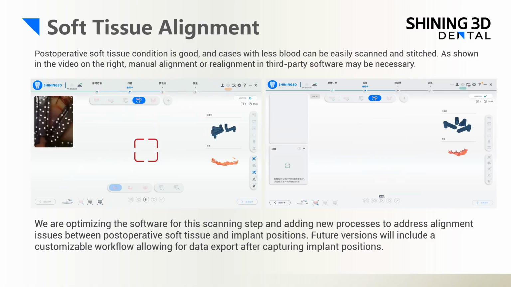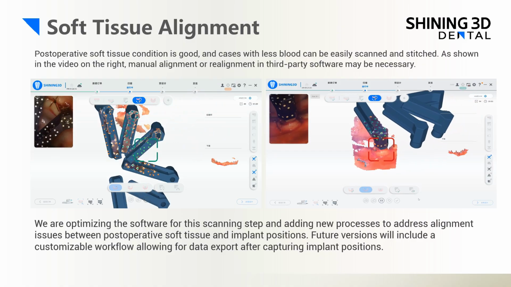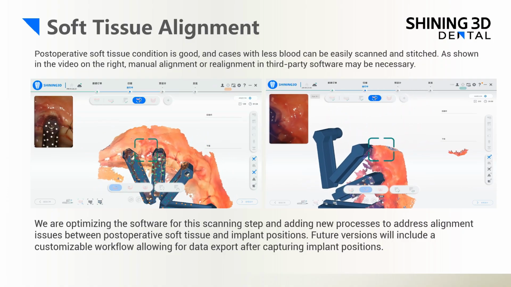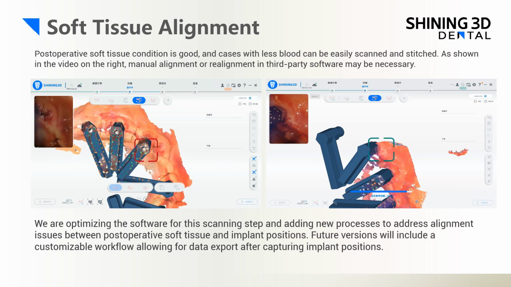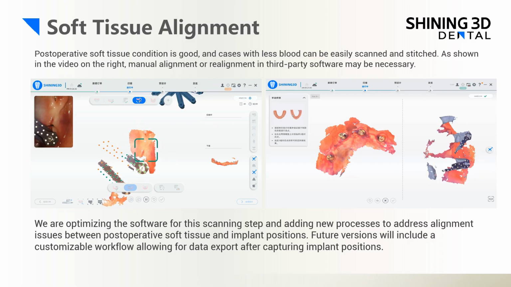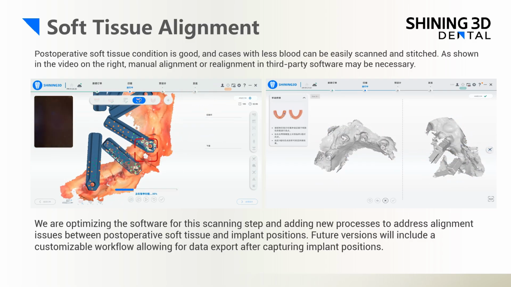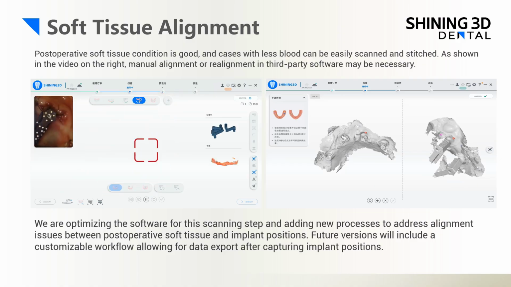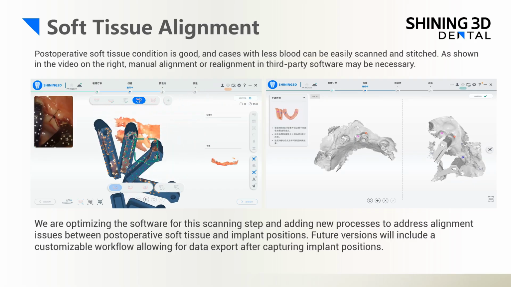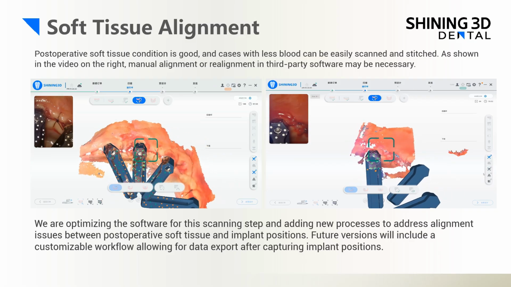data together. As shown in the video on the right side, manual alignment or realignment in the third-party software may be necessary. We're optimizing the software for the scanning step and adding a new process to address the alignment issue between the post-operative soft tissue and implant positions. Stay tuned for future updates. Currently, this step must be completed within the software to finish the entire scanning process. Future versions will include a customizable mode allowing for immediate data export after capturing the implant positions.